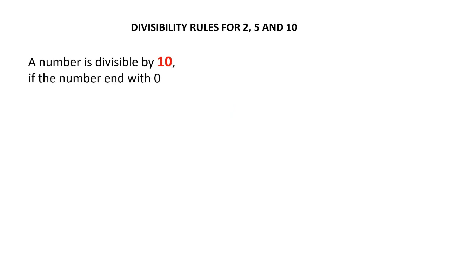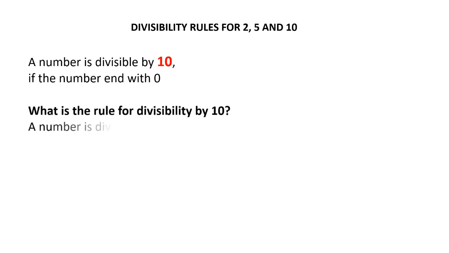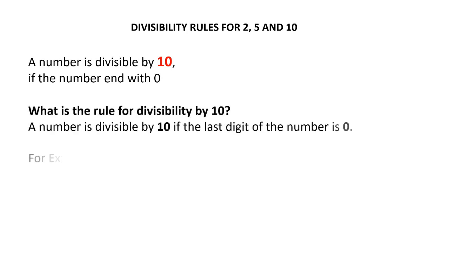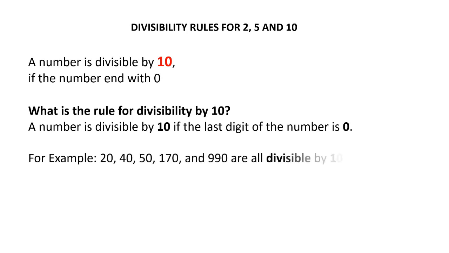A number is divisible by 10 if the number ends with 0. What is the rule for divisibility by 10? A number is divisible by 10 if the last digit of the number is 0. For example, 20, 40, 50, 170, and 990 are all divisible by 10 because their last digit is 0.